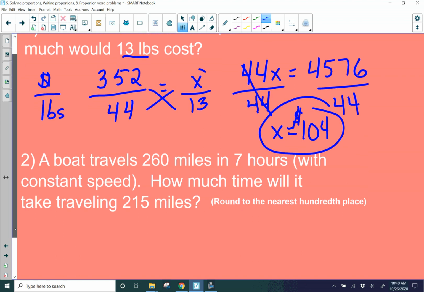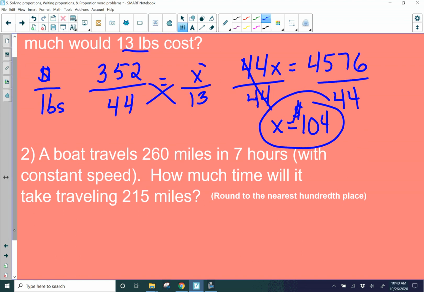Let's take a look at the bottom. A boat travels 260 miles in 7 hours with constant speed. How much time will it take traveling 215 miles? Notice it does say round to the nearest hundredths place. That's 2 decimal places we need to go out. So we've got miles and hours, so I'm just going to put miles on top of hours.